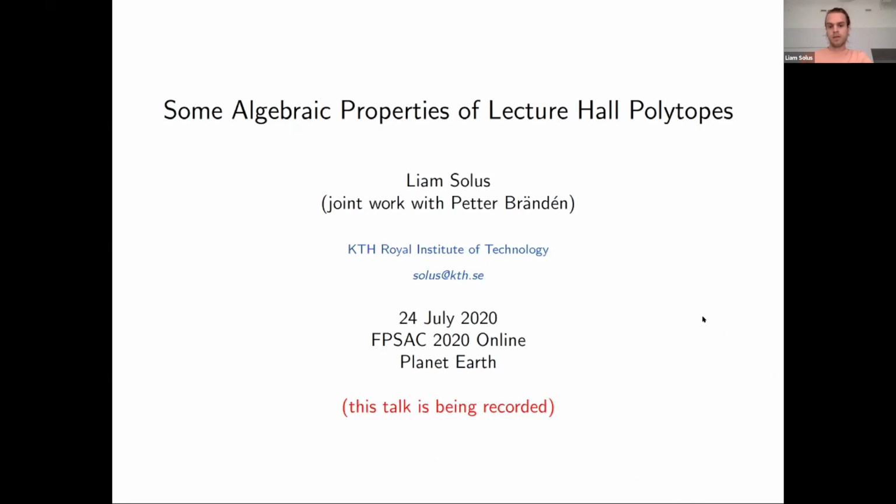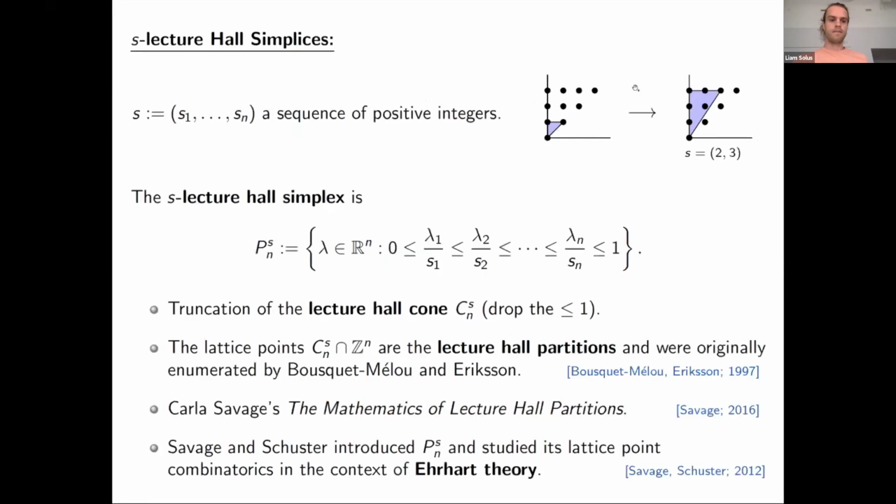So today I'll be talking about the contents of the paper that I submitted to FPSAC with Peter Brandon, who's also at KTH. And this will focus on some of the algebraic properties of lecture hall polytopes. These are the main combinatorial objects of interest in this talk. Classically, this term referred to a certain family of simplices, which are perhaps now better referred to as S-lecture hall simplices.